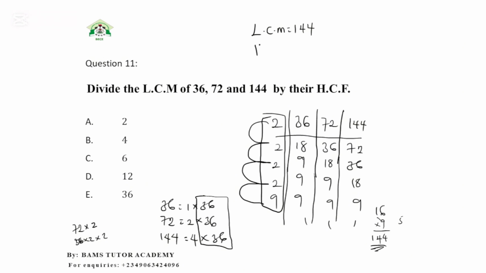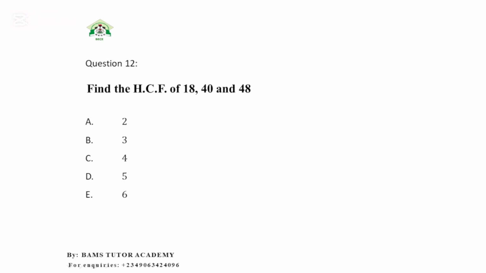So the HCF is what? Is 36. So we now want to divide the LCM, which is 144, by what? The HCF. And obviously that is 4. And that is option B. Very easy stuff. Okay, so let's move to the next question. Very easy. Another question here, still on HCF.